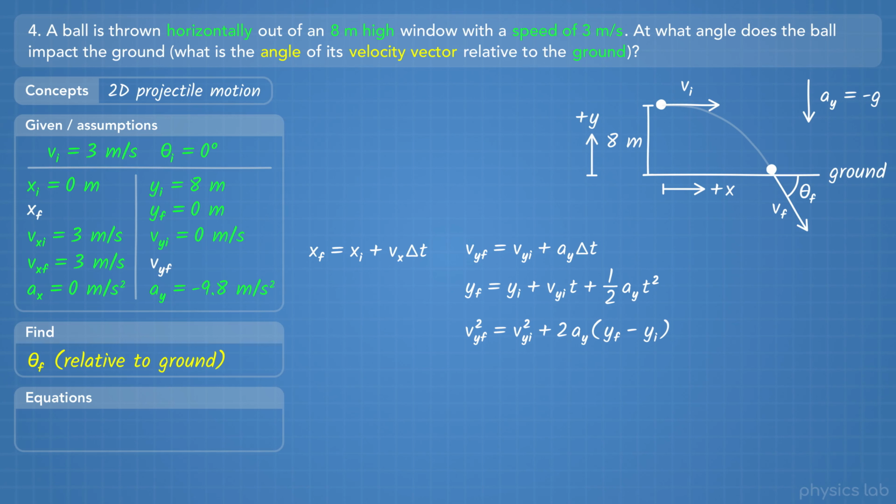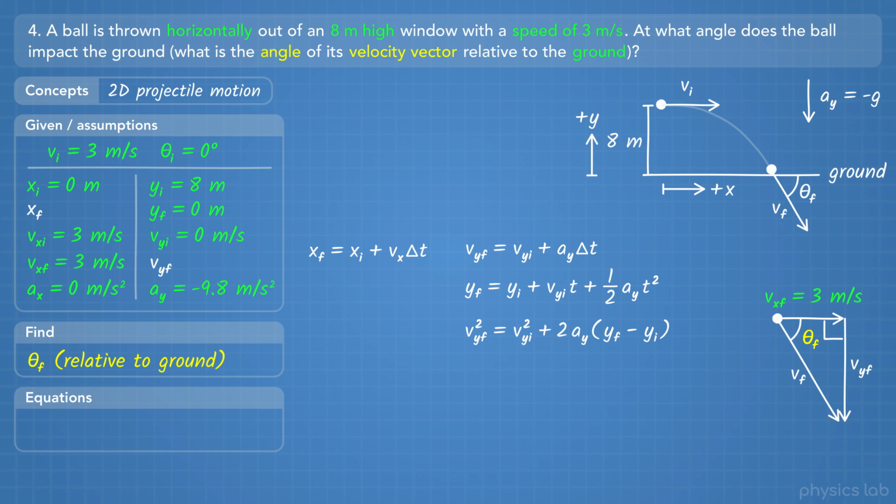Let's think about how we can find the angle of the final velocity vector. We know that in two-dimensional motion, the velocity vector has x and y components. So if we draw the final velocity vector, the horizontal component is the final x velocity, and the vertical component is the final y velocity. We already know the final x velocity, but we don't know anything else about this vector. So how can we find the angle?